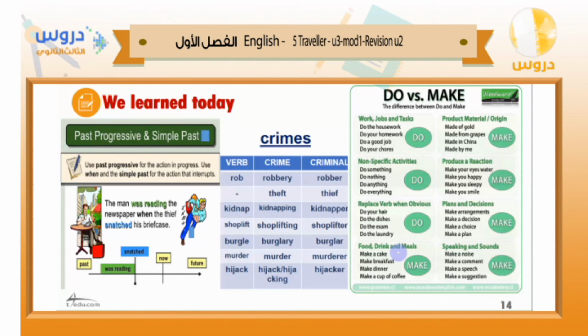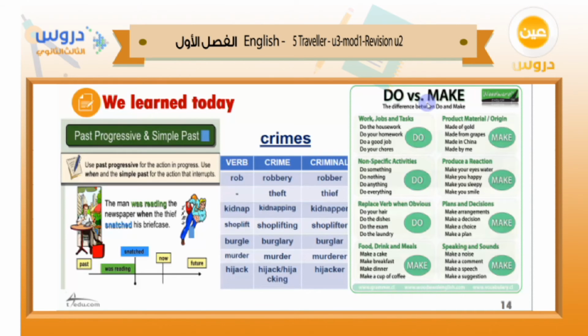What we learned today, we learned the past progressive and simple past and how to use them in one sentence as in the previous exercise we have done. And also we know how to write the name of the crime and the name of the criminal for some crimes. For example, rob, kidnap, shoplift, murder, hijack, burgle, and so on. Okay, and also a final comparison, the difference between do and make.